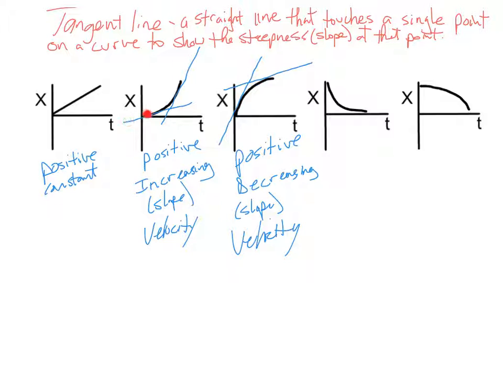So this one started off not very steep and got steeper. This one started off steep and then started getting less steep. So decreasing, positive velocity. All right, next.